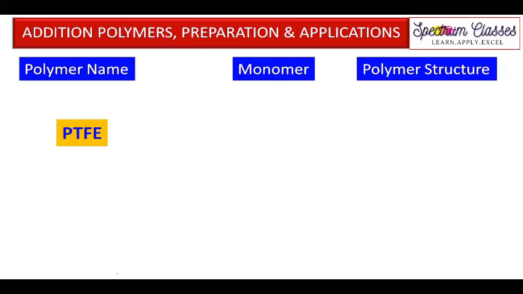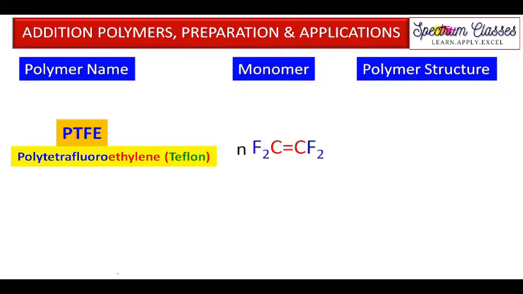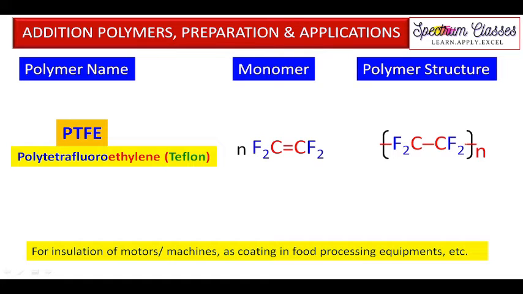The next polymer is PTFE. So what does this PTFE stand for? This is polytetrafluoroethylene, and it is also known as Teflon. We are very much aware of the coatings of Teflon, and the structure of this Teflon is tetrafluoro. So all the H were replaced with fluorines, right, in this case. So this is polytetrafluoroethene, and here no double bond is there, only extensions on the terminal. Now the application part of this polytetrafluoroethene: for insulation of motor machines, as coatings in food processing equipment, etc. These are the applications of this polytetrafluoroethene.